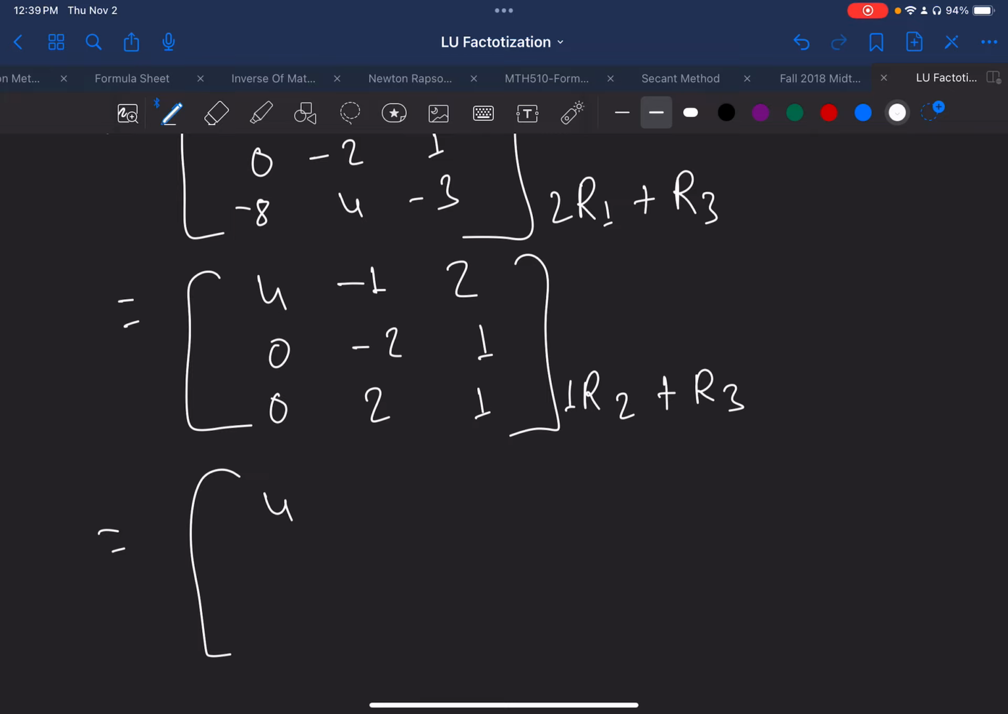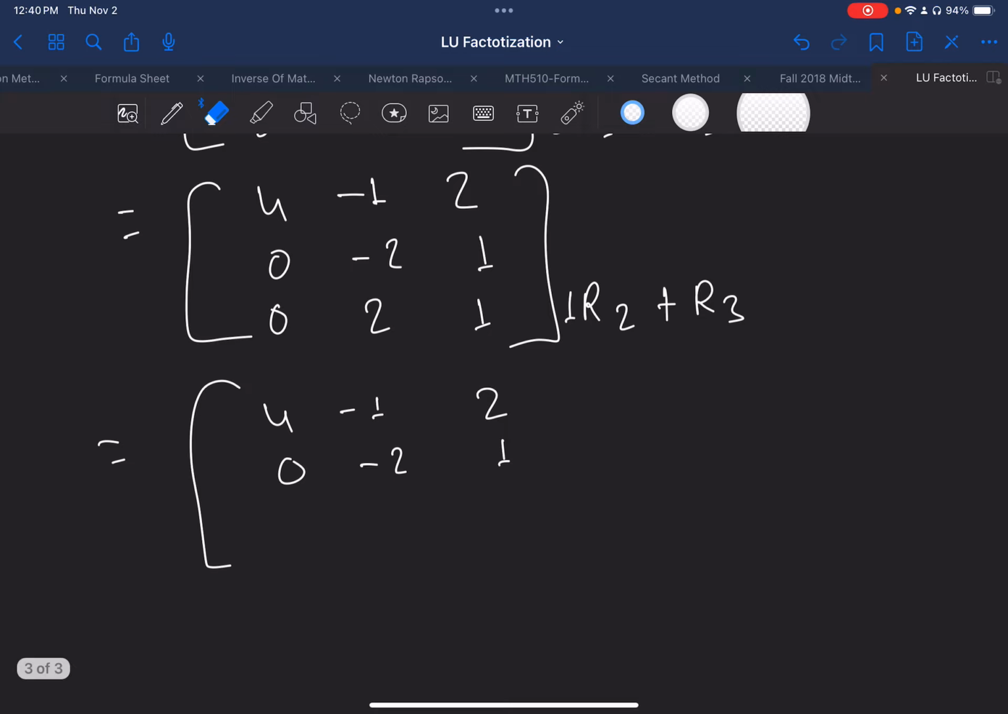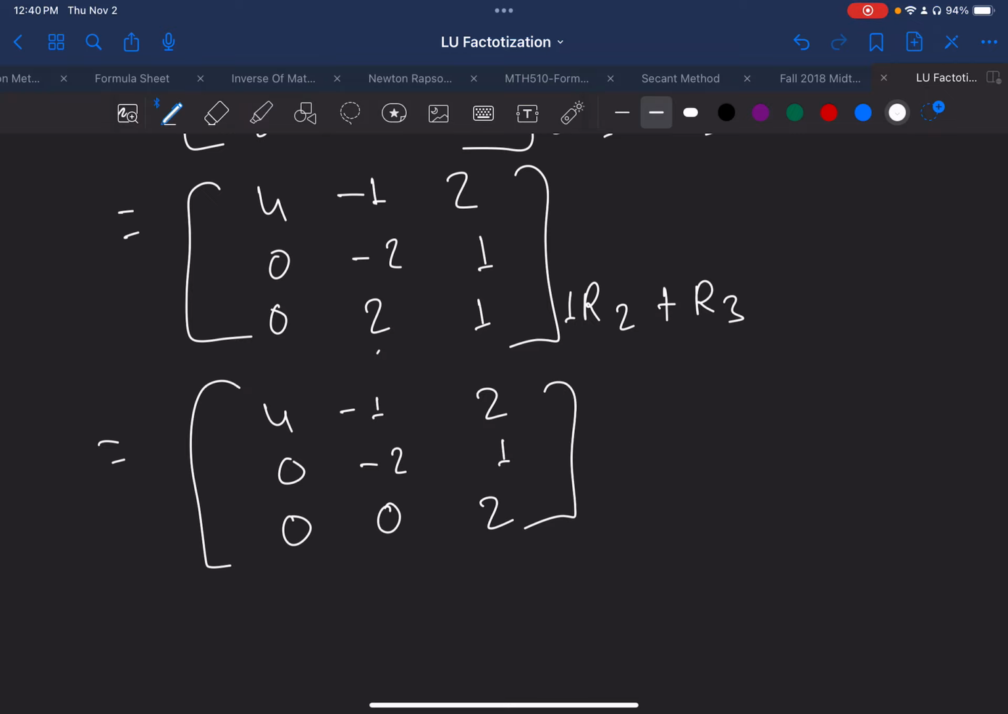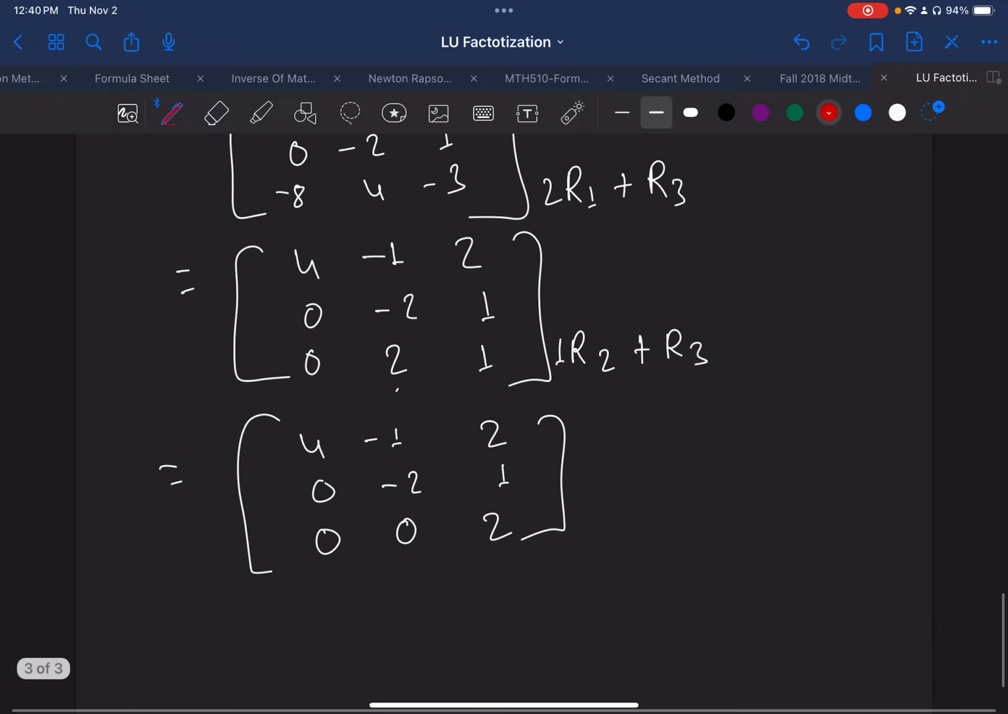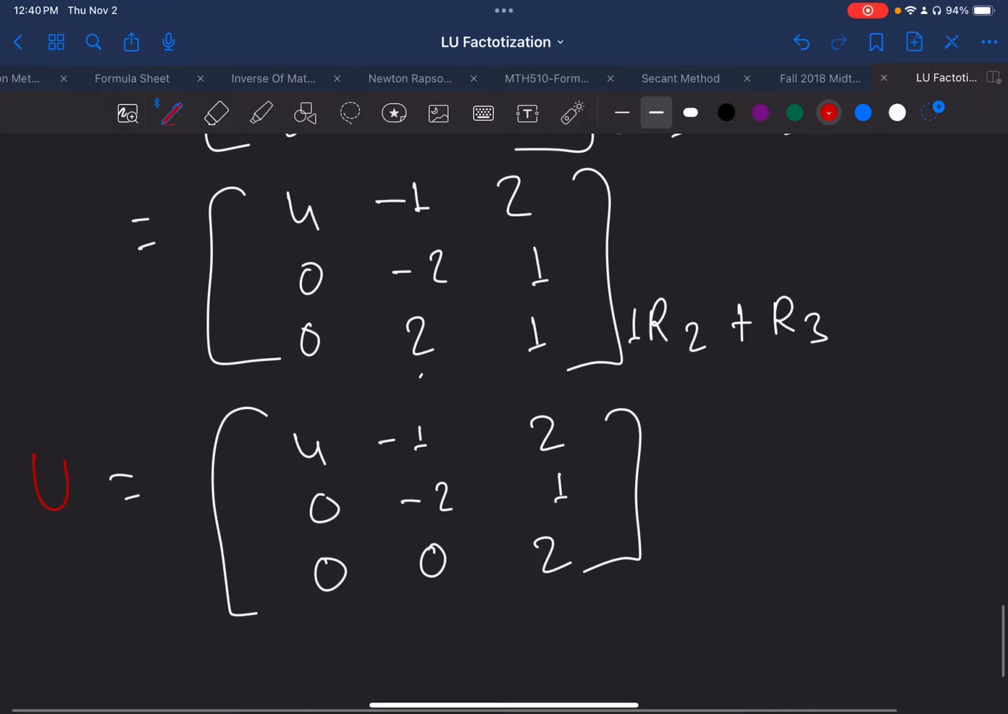1 R2 plus R3 equals: 4, -1, 2, 0, -2, 1. 0 times 0 is 0. 0 times 1 is 0, plus 0 is 0. And 1 times -2 is -2, plus 2 is going to be 0. So 1 plus 1 is going to be 2. Okay. That makes sense? So this is our upper triangular matrix, U.